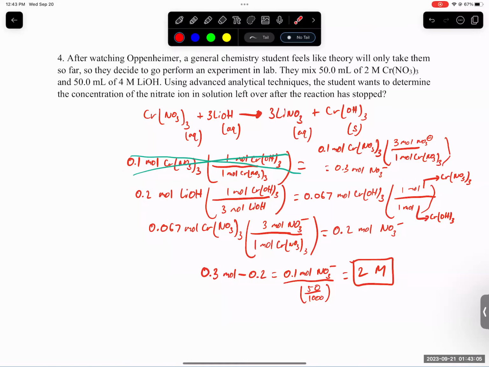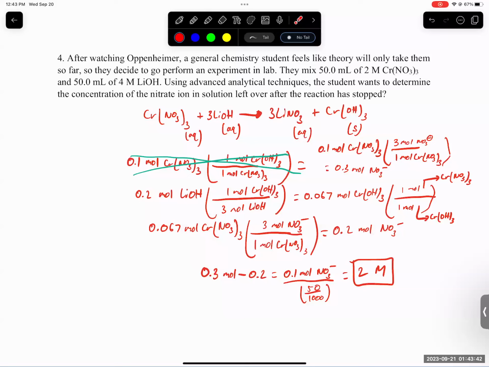So I found the moles of chromium nitrate and the moles of lithium hydroxide I started off with. Then I converted both of those into moles of product, because the moles of precipitate is ultimately what is limited by the limiting reactant. Once I did that, I found that lithium hydroxide was my limiting reactant. So my next step was to figure out how many moles of nitrate were used up. I converted moles of chromium hydroxide to moles of chromium nitrate, because that's ultimately what we care about.